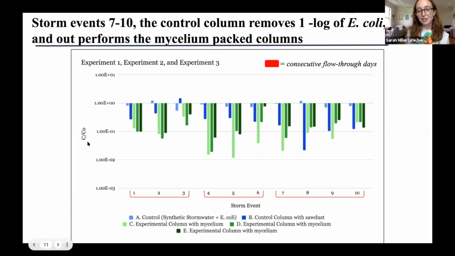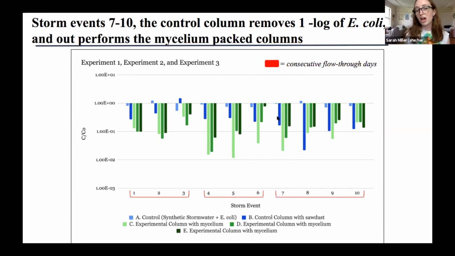And then for this final graph, we have our third experiment, which are storm events 7 through 10. And we had about 5 to 8 days of a drying period between the second experiment and the third experiment. And in this third experiment, you can see that there is a decrease in removal of the E. coli colonies. As you can see, the green bars on the graph are decreasing in length over time.